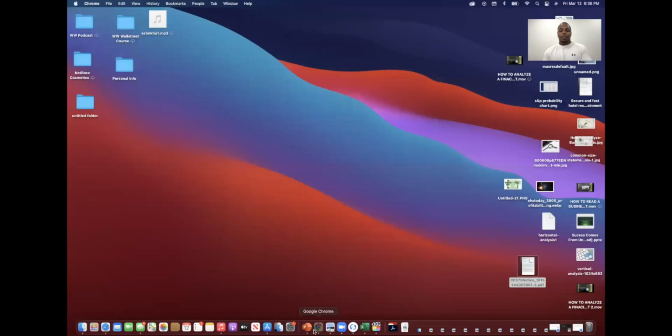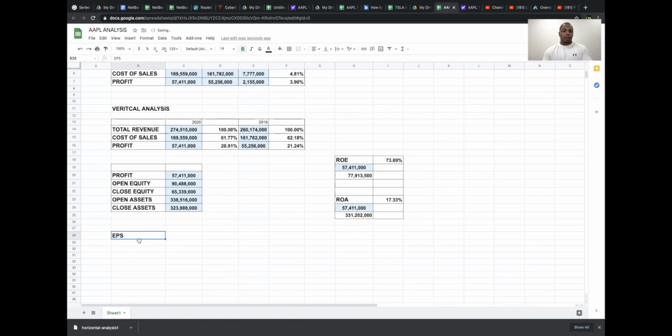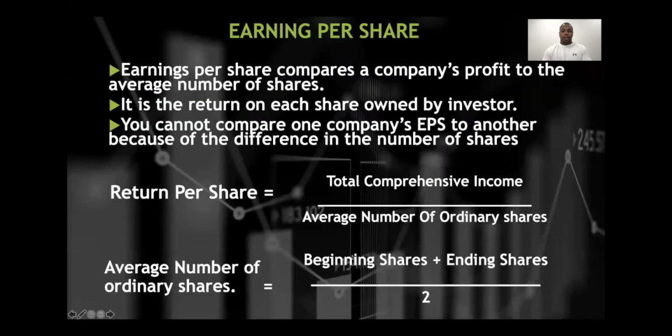So let's go to Apple. How do we calculate the EPS? All right, so let's write it down real quick. Let's write down EPS. Make it big and bold like we always do, right? EPS always equals what? Let's go back. What it tells us that the EPS equals, right? You need the total comprehensive income divided by the average number of original shares, right?